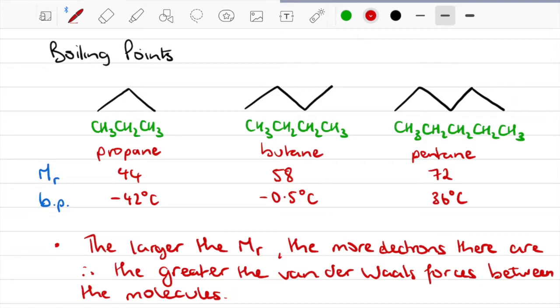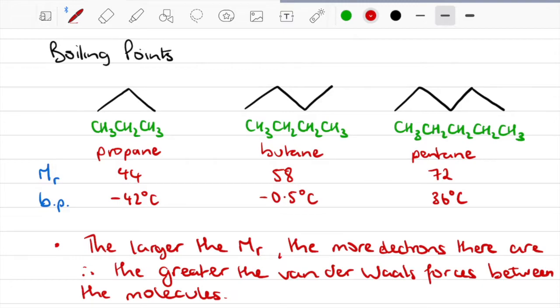You first of all check their MR. The MR is a correlation with the number of electrons. It's not the MR specifically, it's the number of electrons, because remember that temporary induced dipoles come into existence because of the movement of electrons. So you get these temporary dipoles, these temporary delta plus, delta minuses. So the larger the MR, the more electrons there are, the greater the temporary induced dipoles there will be, and therefore the greater the van der Waals forces between the molecules.